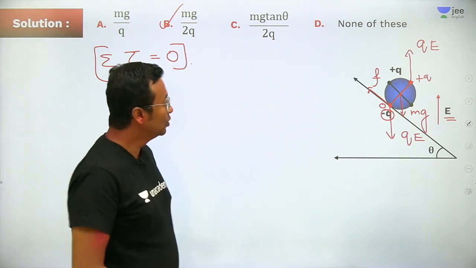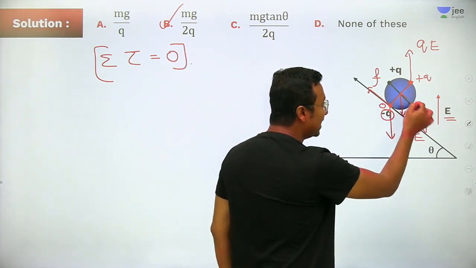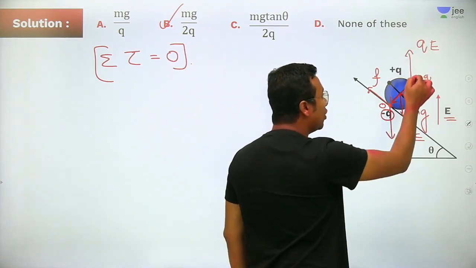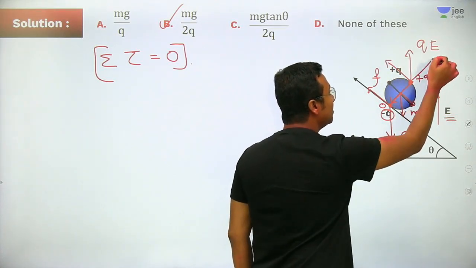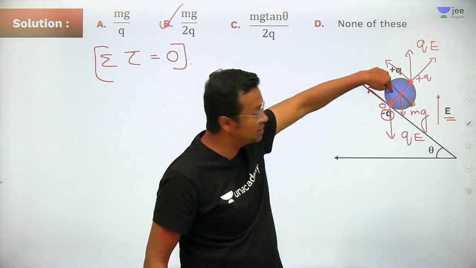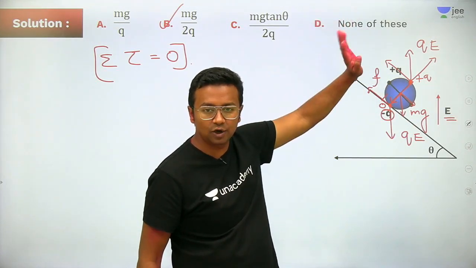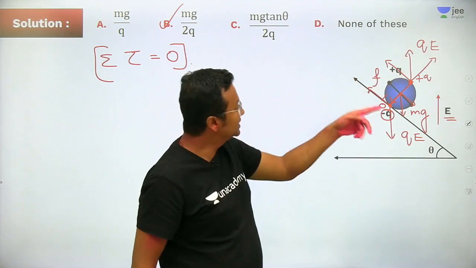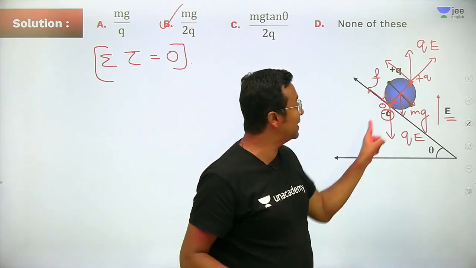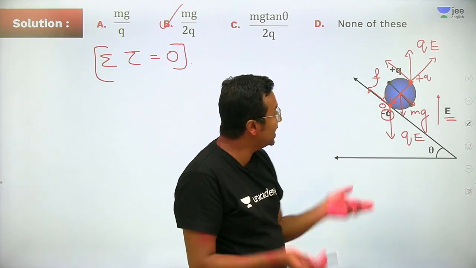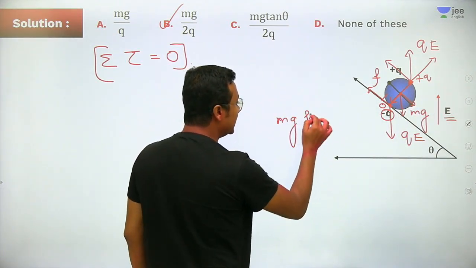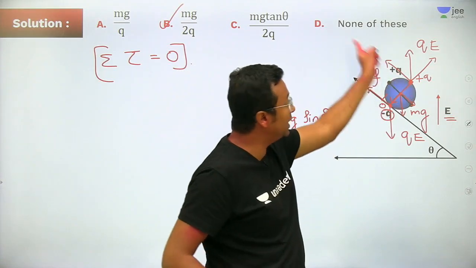Now, this mg can have two components, one in this direction, another in this direction. And this QE also can have two components, one in this direction, one perpendicular to it. Try and understand that this component of mg will not contribute anything to the torque because it is passing through the bottommost point. Similarly, this component of QE is not going to contribute anything to the torque. It will also be passing through this point O. So who all are contributing? This component of mg, which is mg sine theta, and this component of QE.